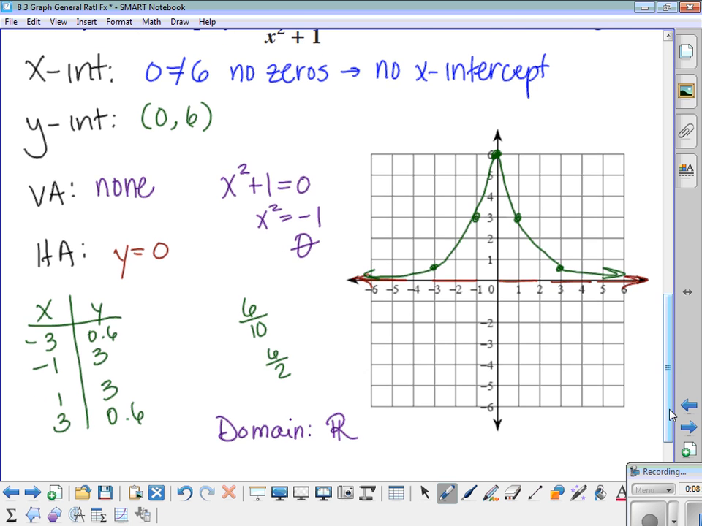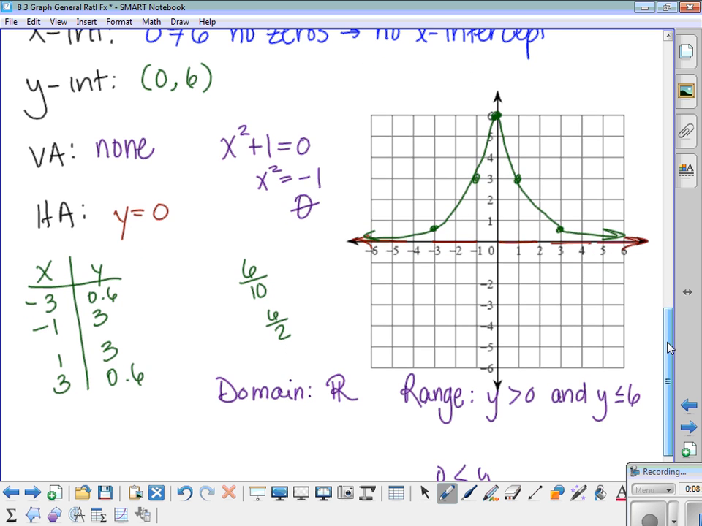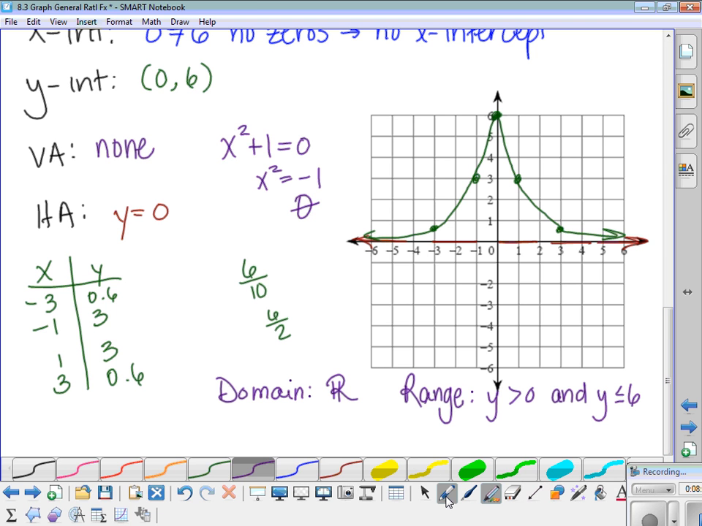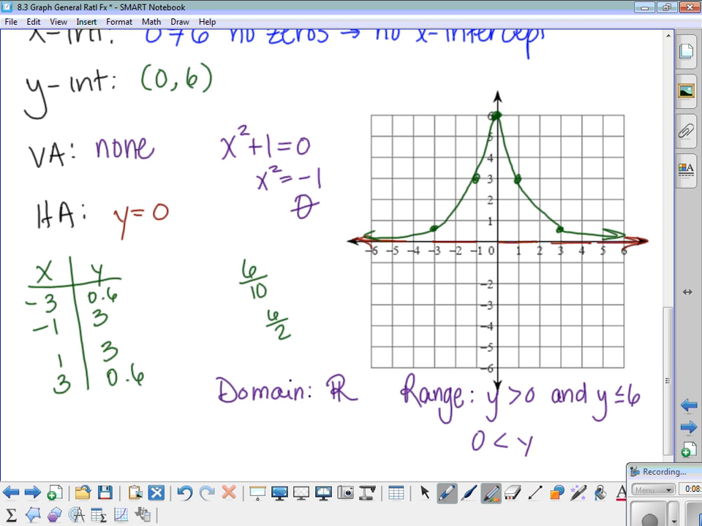But the range is a little bit funky because there's actually some limitations on it. Because it's never going below the x-axis, I know that y has to be greater than 0. But there's also a high point, isn't there? So y is less than or equal to the 6 because that point is included. So you can write it like that, or you could also write it as 0 is less than y is less than or equal to 6.